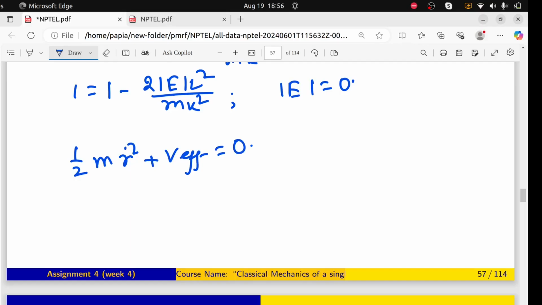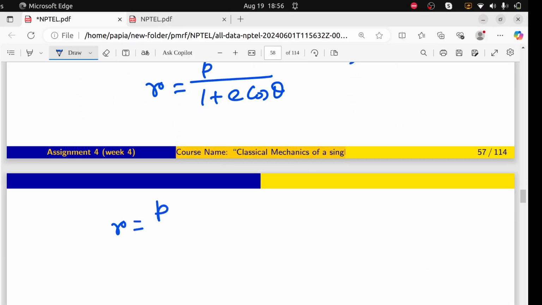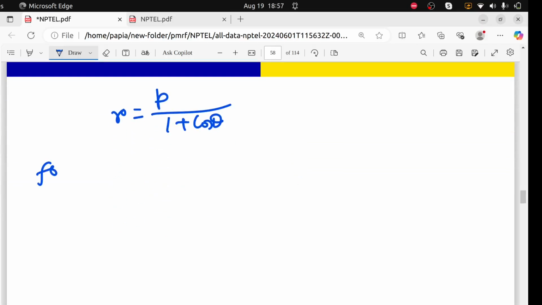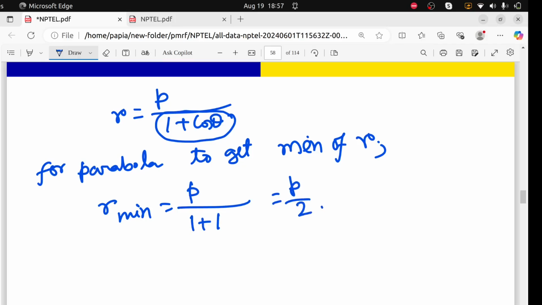Right? And what is the conic section for this case? The conic equation was P by 1 plus e cos theta. And now e equals 1, that means I will have r equals P by 1 plus cos theta. Now for the parabola, to get the minimum of r, the denominator should be the maximum one. The maximum value of 1 plus cos theta is 2. So it is like P by 2.